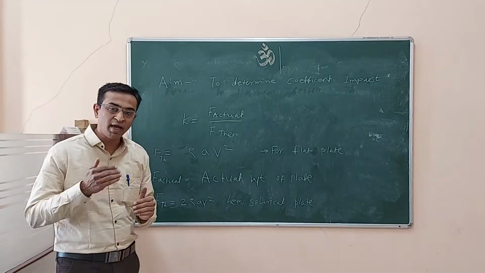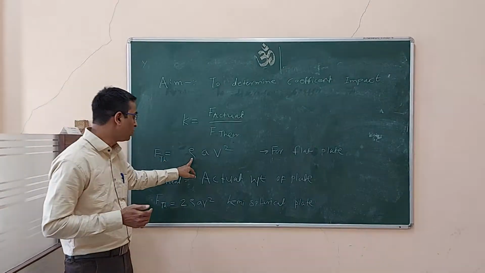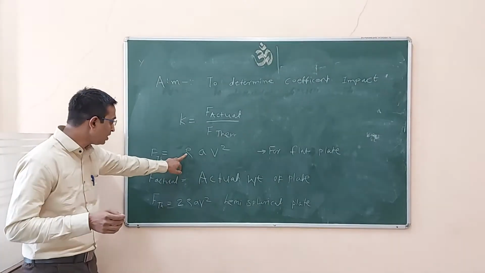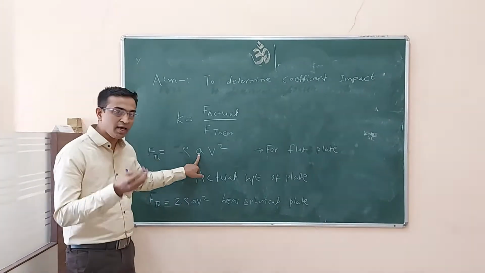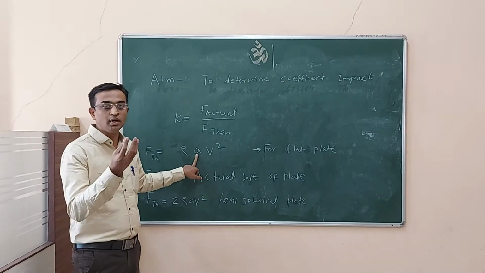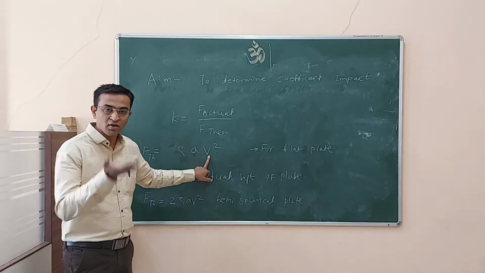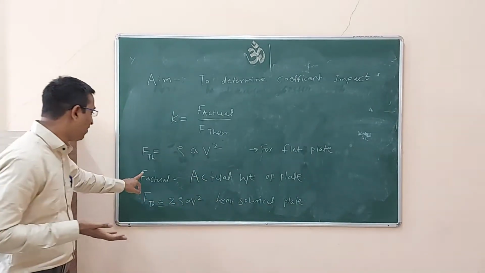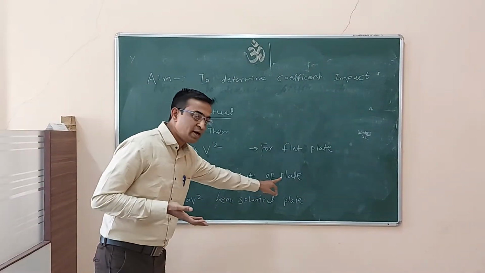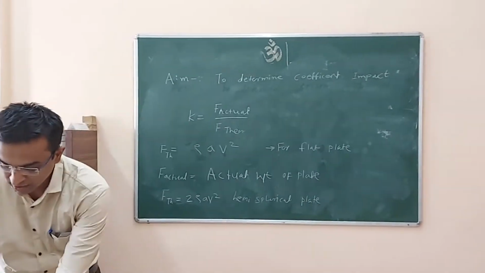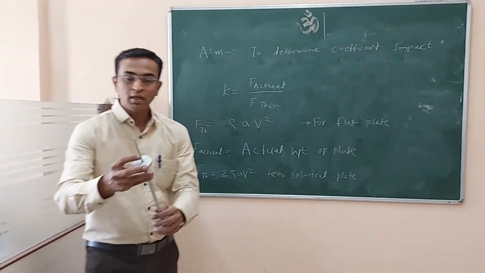To calculate F theoretical, there is a standard formula called rho A V square. In that, rho is the density of the water, A is the area through which water is coming, meaning the nozzle area, and V is the velocity of the water flowing there. F actual is the actual weight of the plate. So here is the plate. This plate is a flat plate.